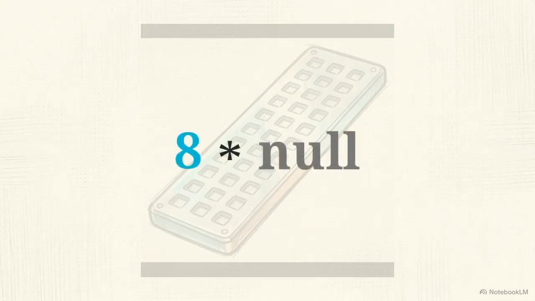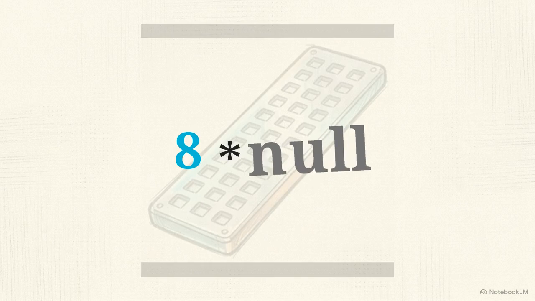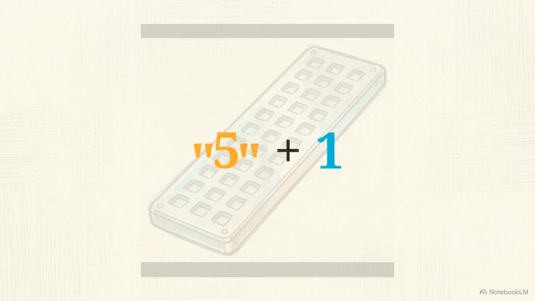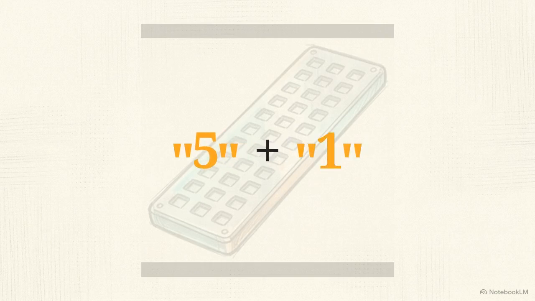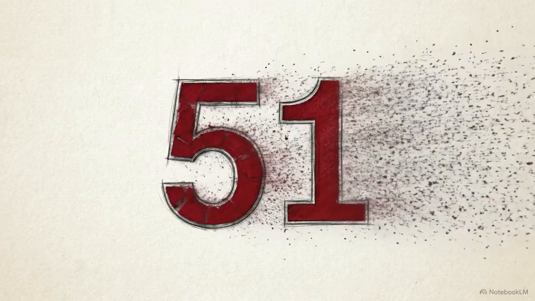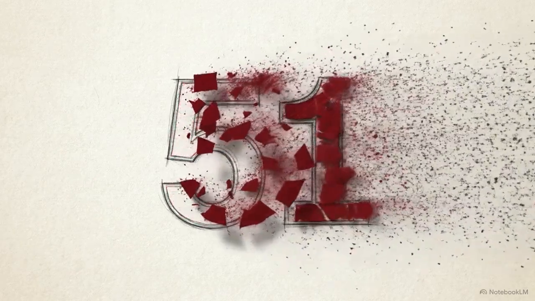If you multiply the number 8 by null, an intentionally empty value, the engine coerces the empty value into a 0, producing a final calculation of 0. If you subtract 1 from the string "5", JavaScript converts the string to a number, giving 4. But if you add them, the engine prioritizes string concatenation. It converts the number to text, gluing them to output "51". Once an expression produces its final value, that value instantly dissipates.